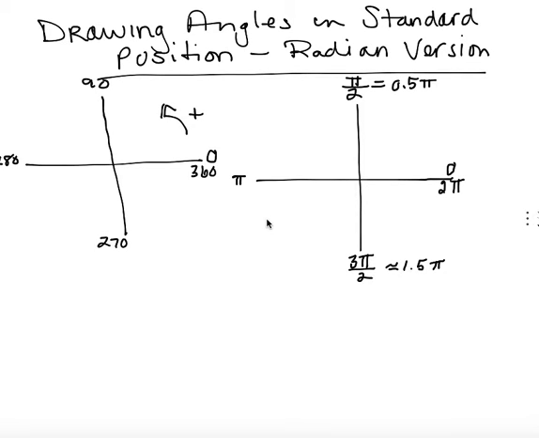So if someone asks us to draw an angle in standard position, we still need to do the same 4 things that we did before. The 4 things that we need to do is we need to draw and label a terminal side. That's our side that rotates. An initial side.